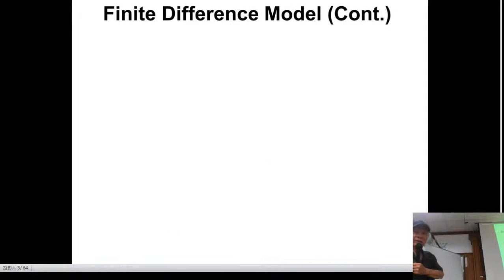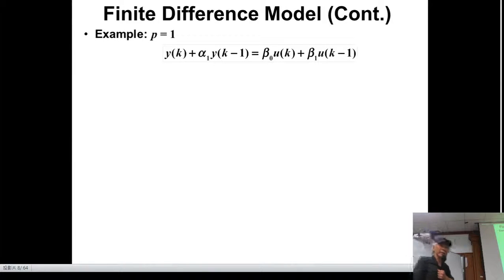All right, let us give an example. Let p equal to 1, and this is the model: yk plus alpha 1 yk minus 1 equals beta 0 uk plus beta 1 uk minus 1. So that's p equal to 1. Of course, most likely p won't be equal to 1, it will be like 10 or 30 or 50. But let us just use p equal to 1 as an example.